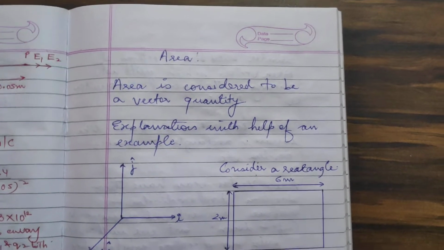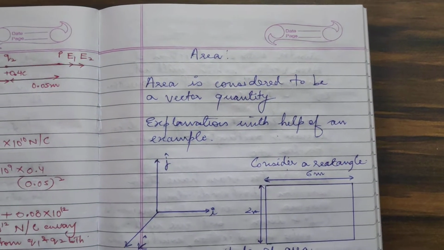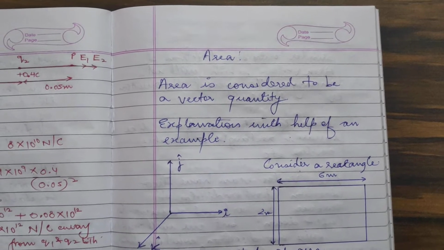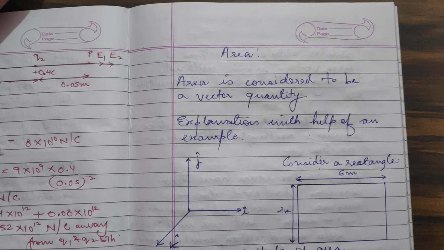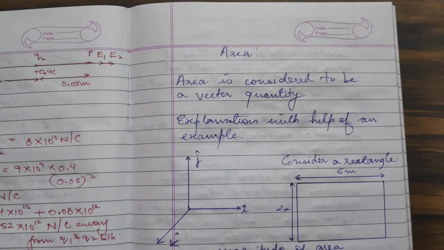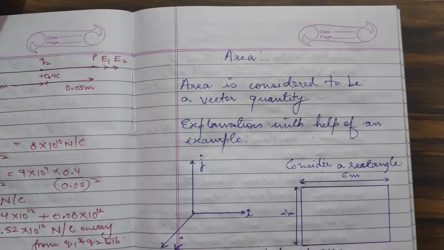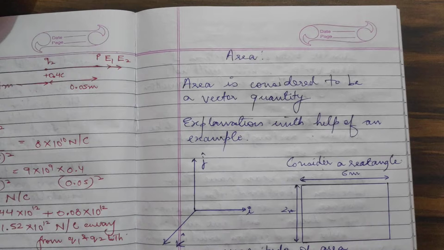So now we are starting with another chapter, that is the Gauss theorem. And before we go to Gauss theorem directly, there are a few things that have to be studied. So the first thing over here is area. Now area, as we have studied, we have always been concerned about the area or magnitude of area of a surface. But here we will be studying area as a vector quantity.